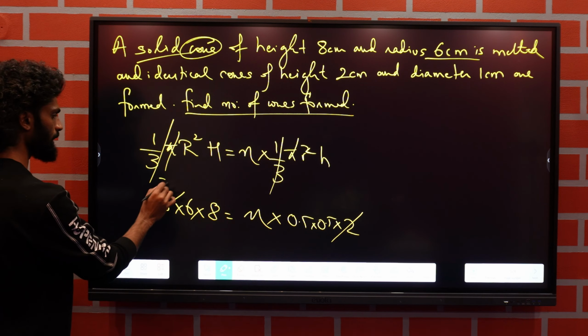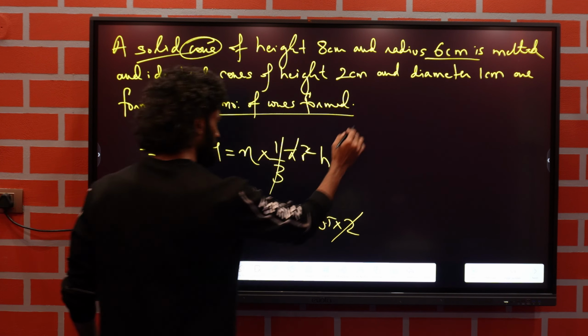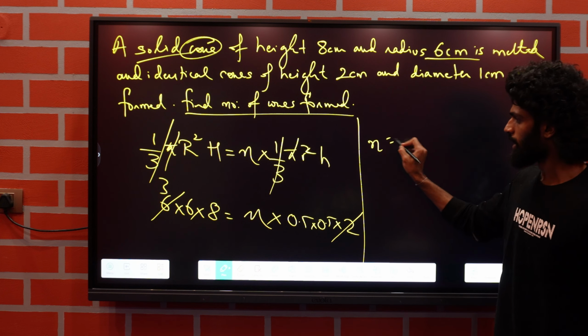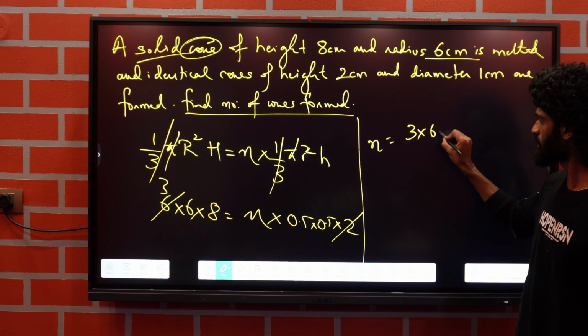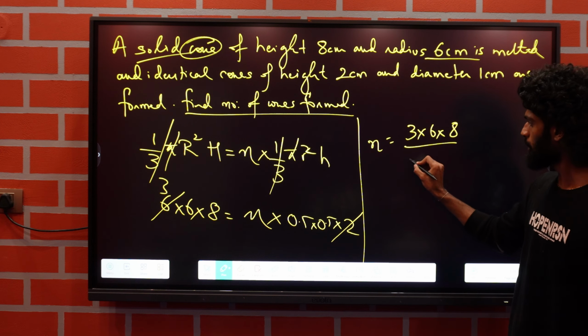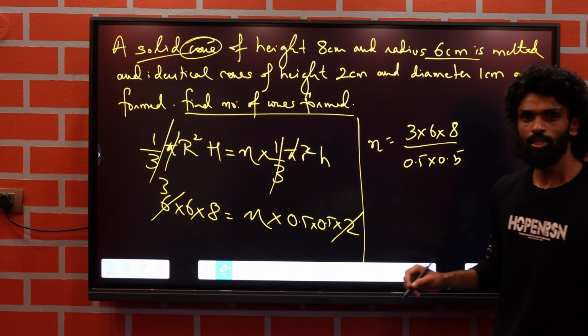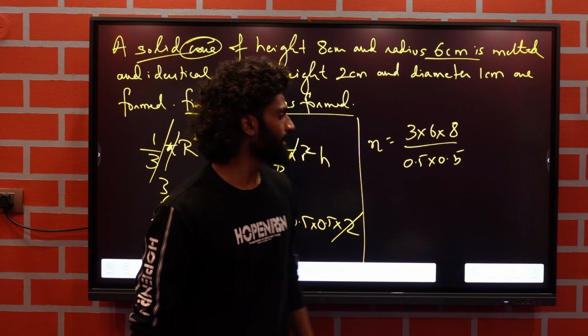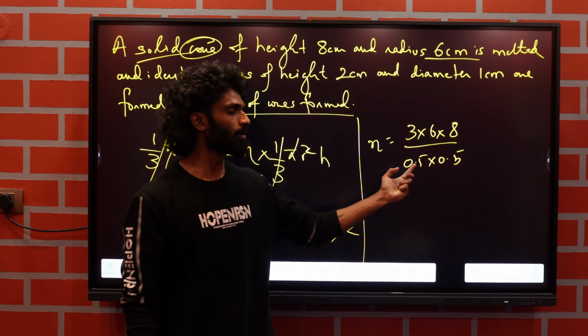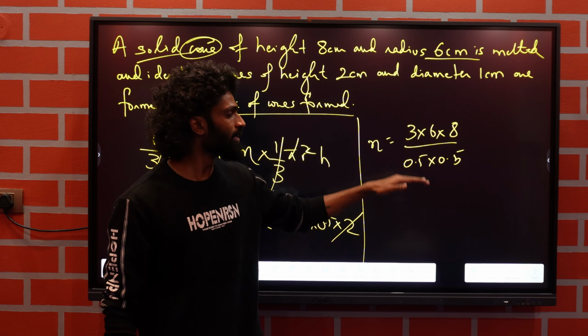So 2 times 1, 2 times 3 goes off. Now what all is remaining? n remains. On the left-hand side, 3 times 6 times 8 remains. In the denominator, 0.5 into 0.5 remains. There's a small trick to cancel off the 0.5 directly. It's not a trick anymore. It's more like 0.5 is 1 by 2, no?